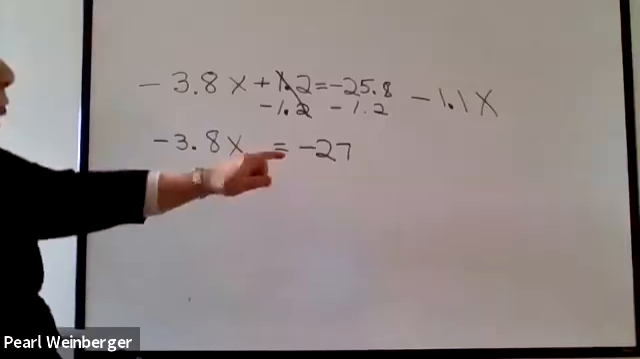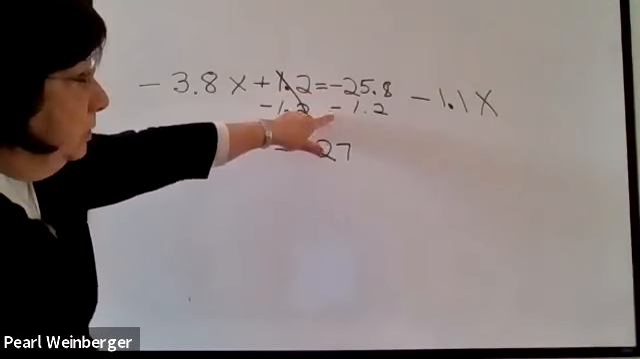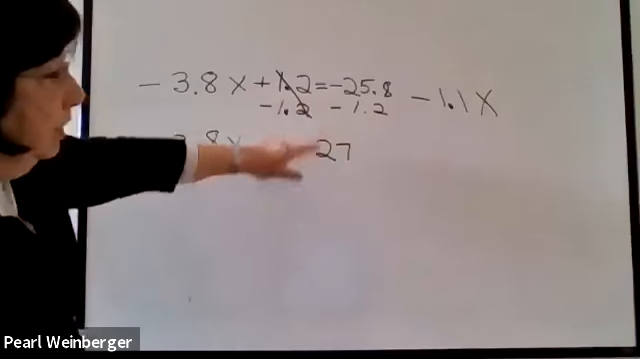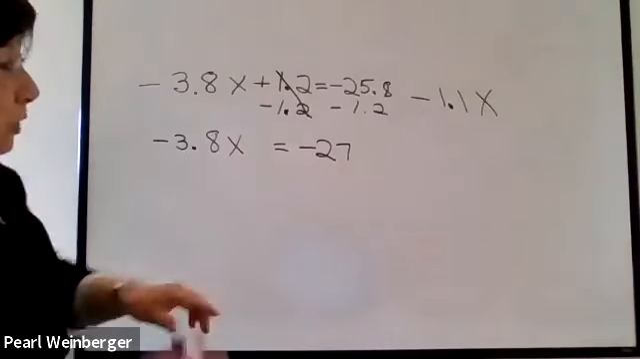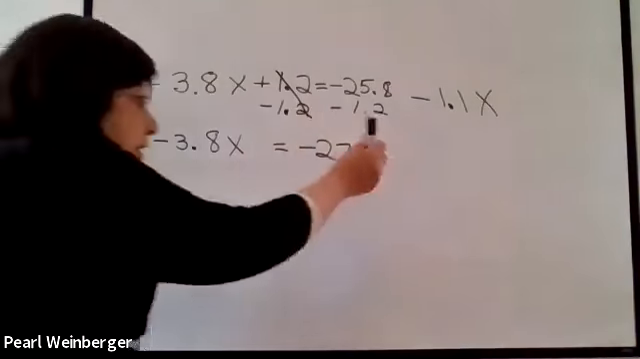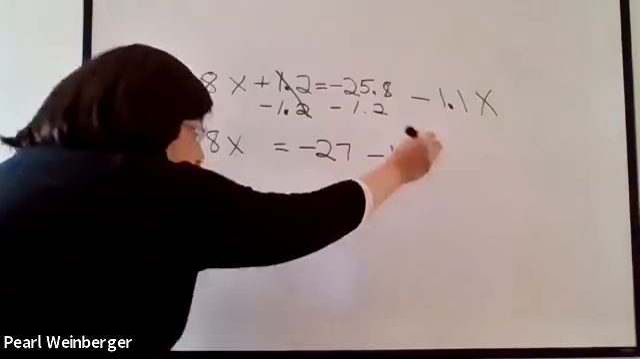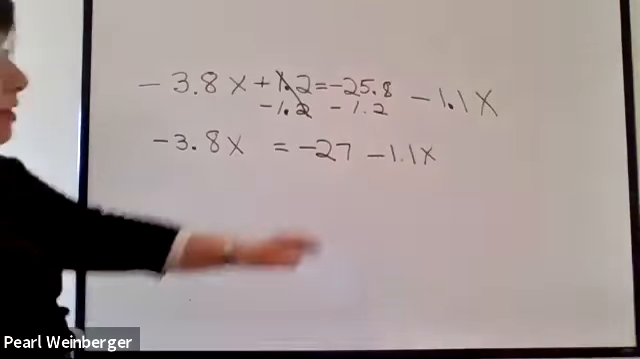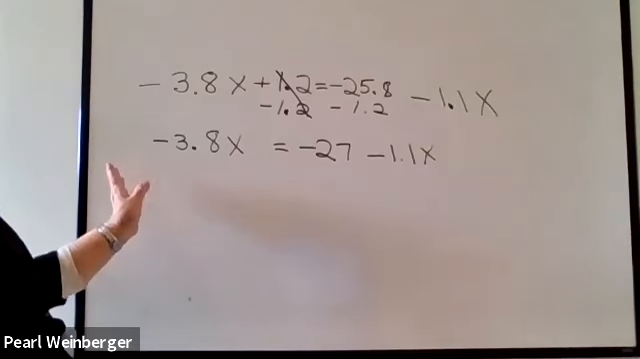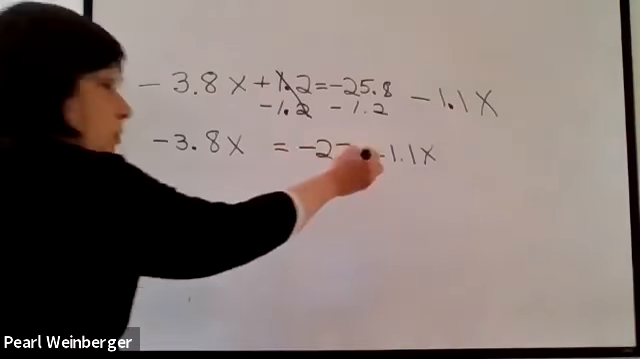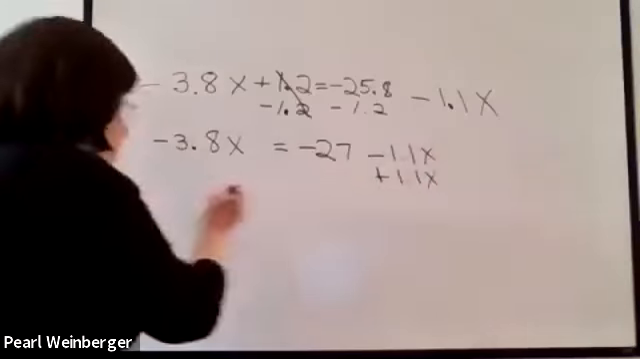All right, so we got that the negative 25.8 together with a negative 1.2 combined gave me negative 27. And I still have this negative 1.1x. Well, now I want to get this term to the other side because I want all the x's on the left. So I'm going to add 1.1x to both sides.